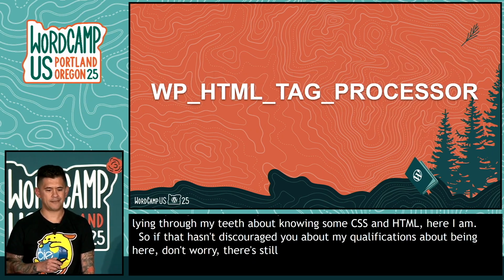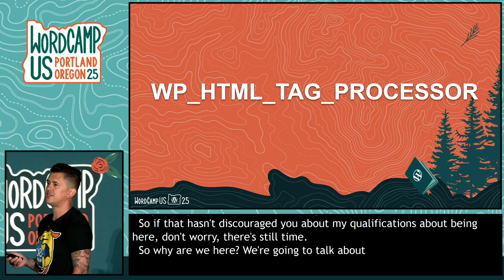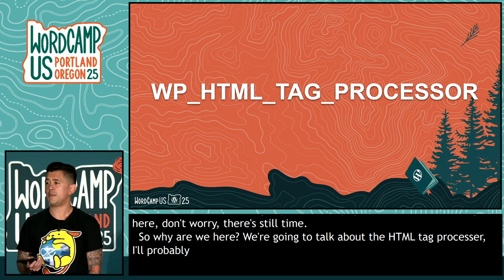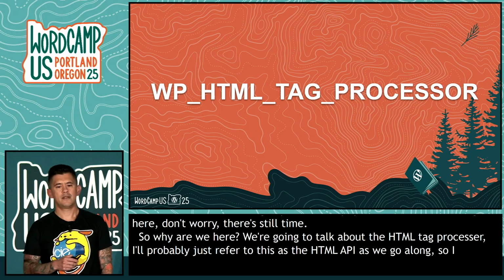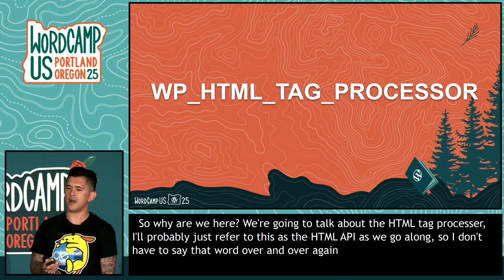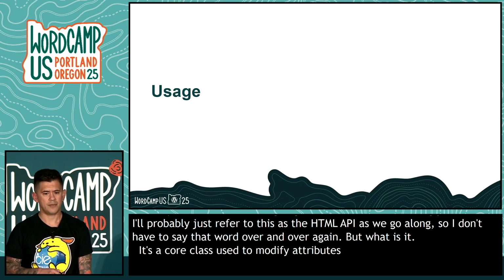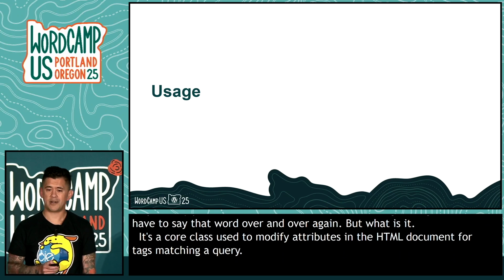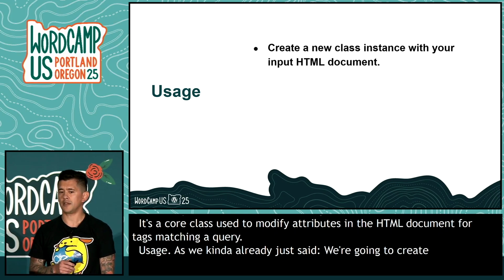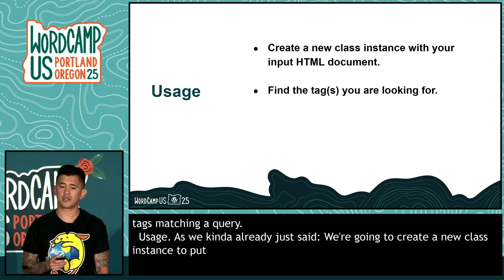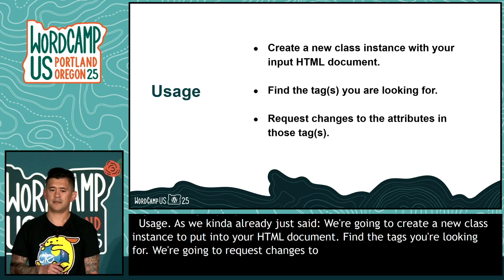So why are we here? We're going to talk about the HTML tag processor. I'll probably just refer to this as the HTML API as we go along, just so I don't have to say that word over and over again. But what is it? Straight from the documentation, it's a core class used to modify attributes in the HTML document for tags matching a query. Usage: we create a new class instance for your input HTML document, find the tags you're looking for, request changes to those attributes, reset some tags.